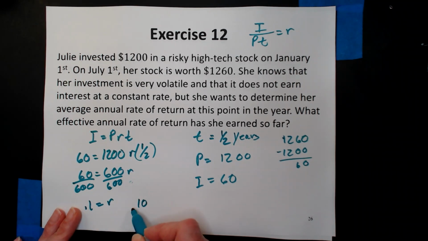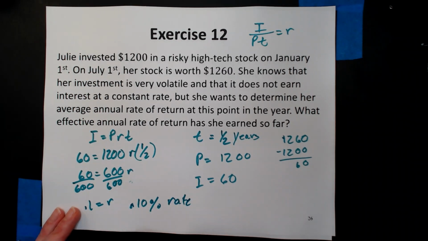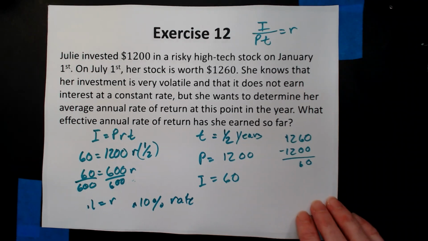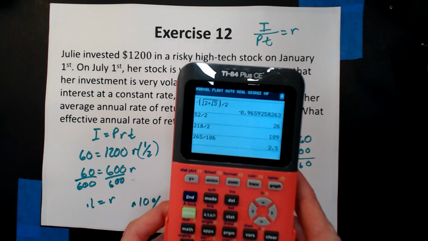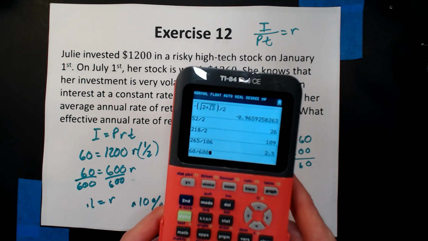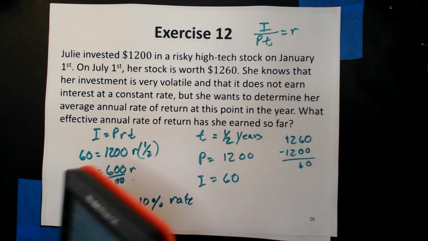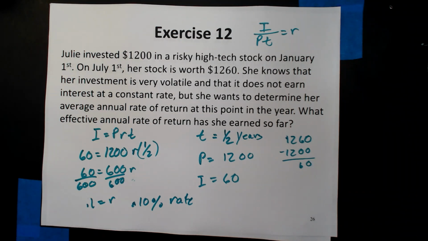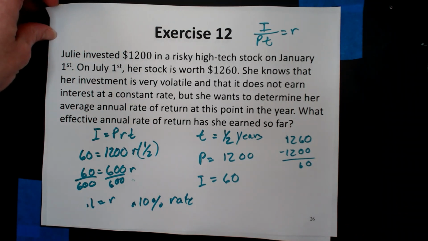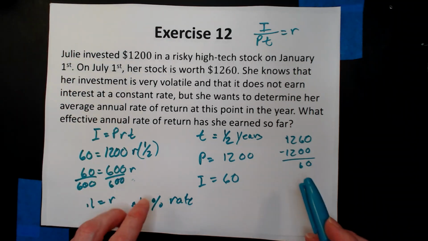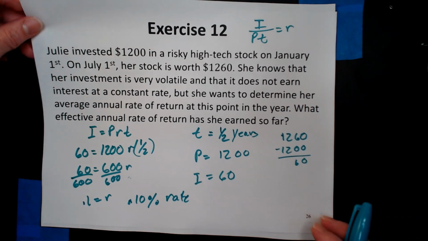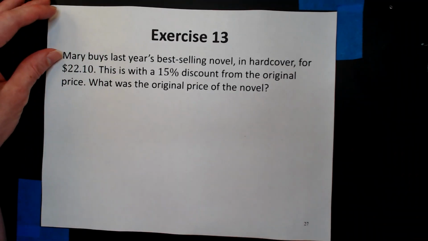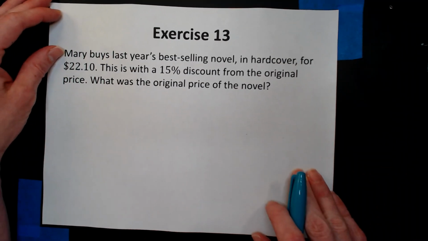Our rate should be 10%. Remember, rate is given in percent often, but we need to write it in decimal in our equation. Let me make sure that's right. I could have done something silly. Wouldn't be the first time. Yep, 0.1 or 10%. That's our rate. So if they ask what's the effective rate she has earned so far, usually they'll ask for it in percent, 10% in this case. But in our equation, it's in decimal form.